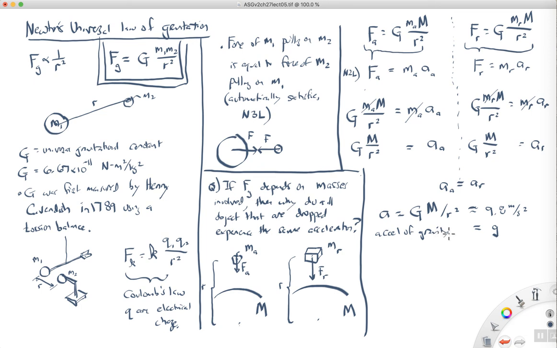Secondly, notice that it depends on the distance from the center of the Earth. The value of g, 9.8, really only works when you're in a region right near the surface of the Earth. If you go up to the top of a mountain, several miles up, g is going to be slightly smaller because r is going to be bigger. And likewise, if you drill a hole and go toward the center of the Earth, then your distance from the center is going to be smaller and g is going to be bigger, for example. Okay?